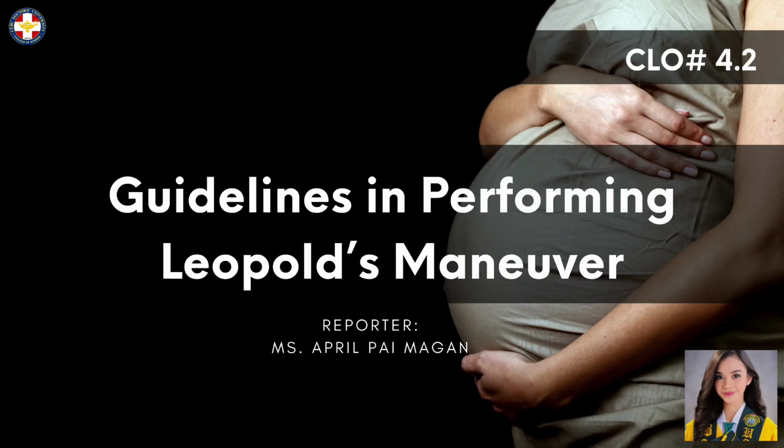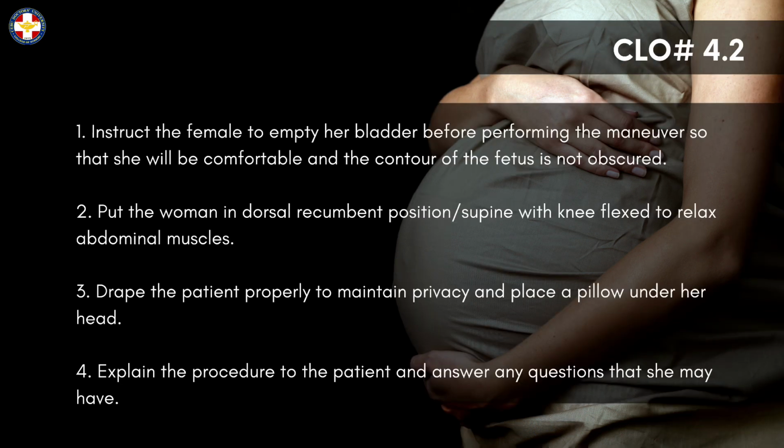Now let us move on to the course learning outcome number 4.2, which is the guidelines in performing Leopold's maneuver. First and foremost, we need to explain the procedure to the client and then instruct the female to empty her bladder before performing the maneuver so that she will be comfortable and the contour of the fetus will not be obscured. The explanation reduces anxiety and enhances cooperation. An empty bladder also promotes comfort and allows for more productive palpation because fetal contour will not be obscured by a distended bladder.